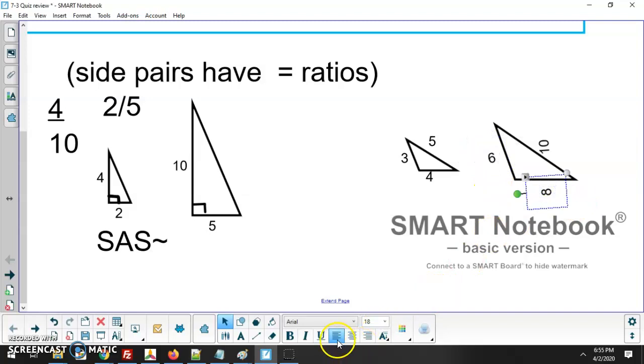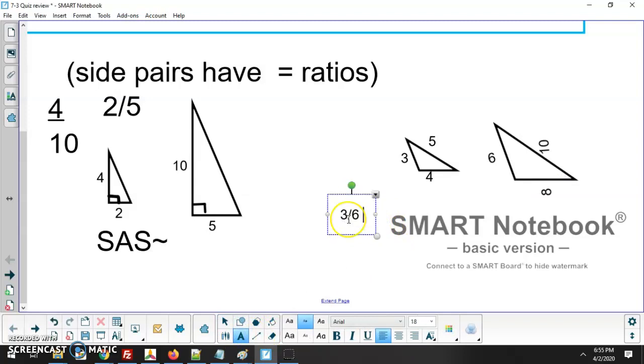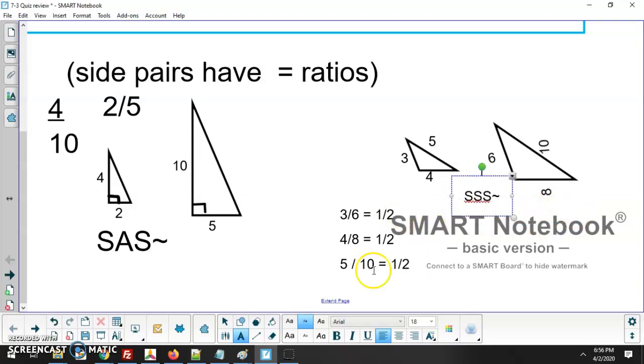All right, so let's see if these ratios are all the same. We have 3 to 6, which reduces to 1 half. 4 to 8 also reduces to 1 half. And 5 to 10 reduces to 1 half. And so, yes, these ratios are all the same between the sides, and we have side-side-side similarity.